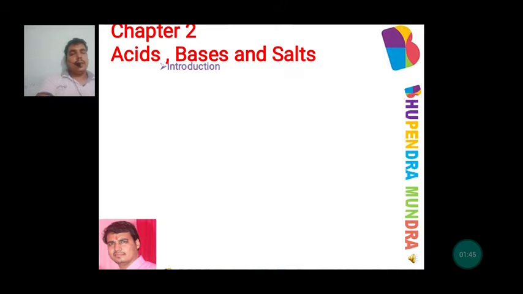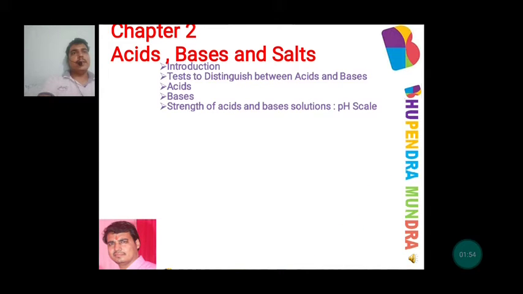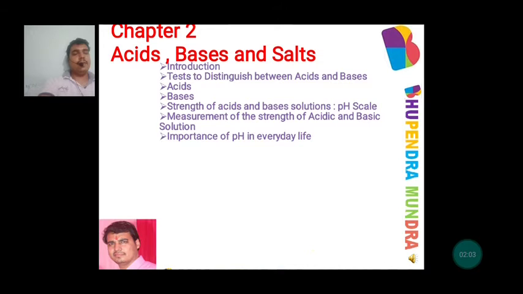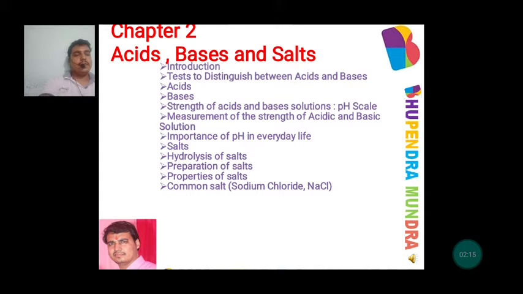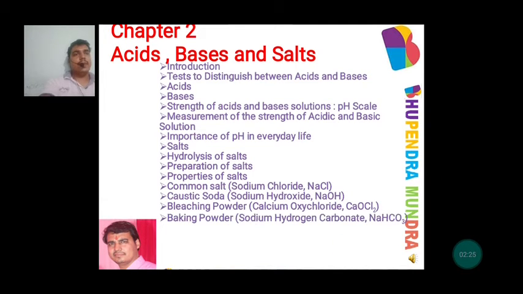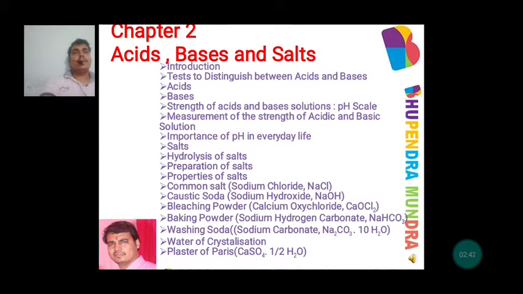The learning objectives of this chapter are: tests to distinguish between acids and bases, strength of acids and bases in solution and the pH scale, measurement of the strength of acidic and basic solutions, importance of pH in our everyday life, salts, the pH of salt solutions, hydrolysis of salts, preparation of salts, properties of salts, common salt, that is NaCl or sodium chloride, caustic soda, which is sodium hydroxide NaOH, bleaching powder, calcium oxychloride CaOCl2, baking soda, sodium hydrogen carbonate or bicarbonate, that is NaHCO3, washing soda, that is sodium carbonate Na2CO3.10H2O or the decahydrate. Next one, water of crystallization. And the last point is plaster of Paris, CaSO4.1/2H2O, which is called the hemihydrate.